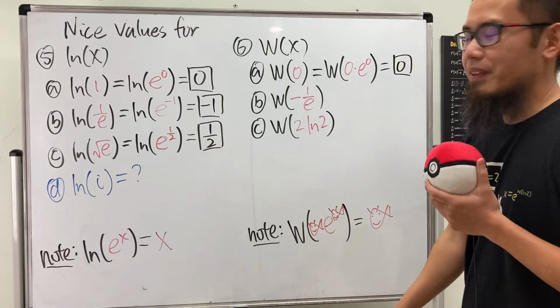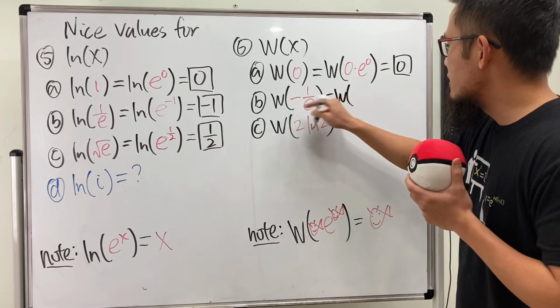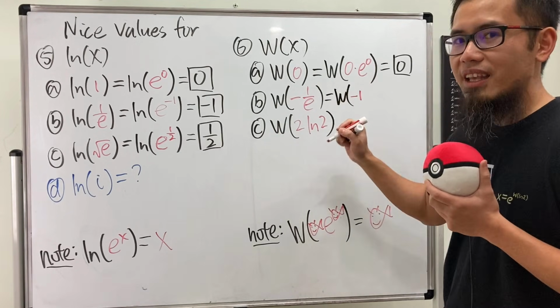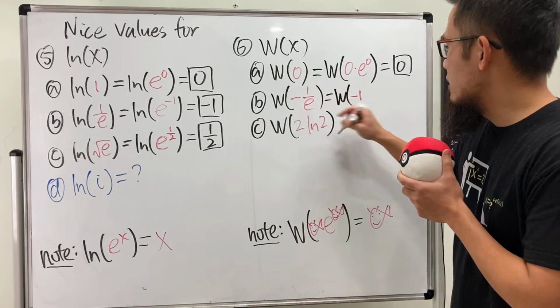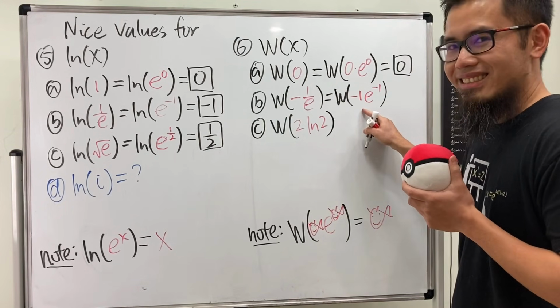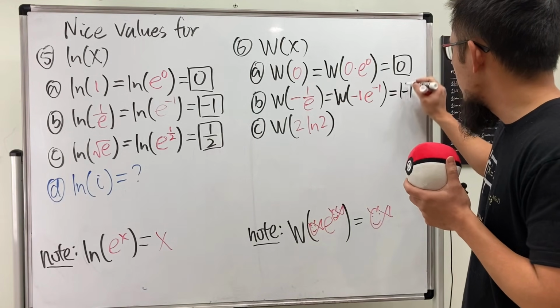Done deal. Next one, W, and then we have this negative, so let me just put it as -1. Let me emphasize the -1. In the meantime, 1/e is the same as e to the -1. And do you guys see it? -1 match, so the answer is just -1.